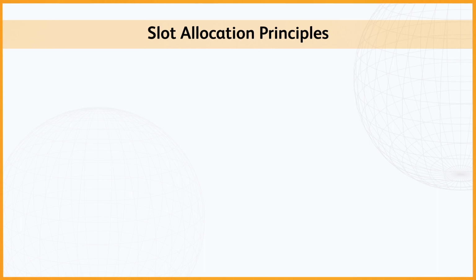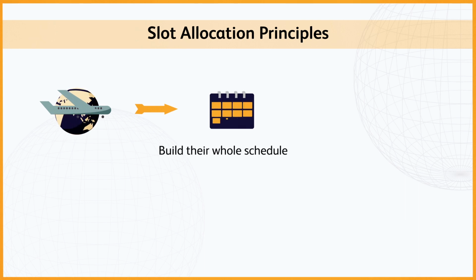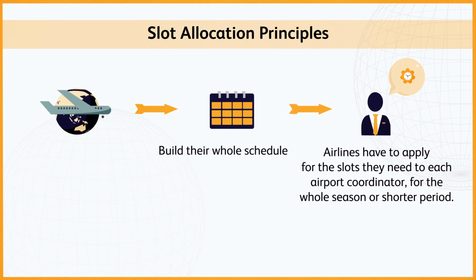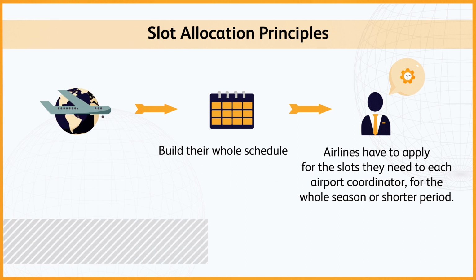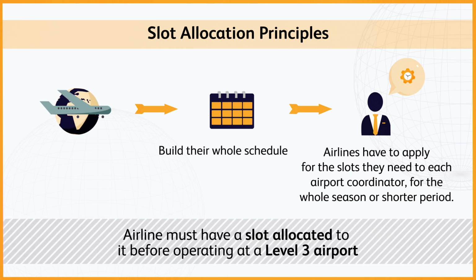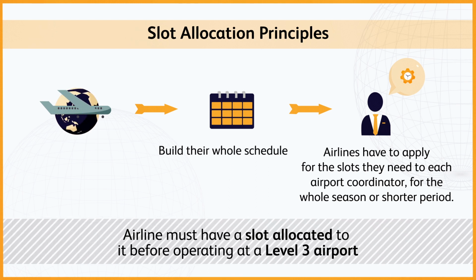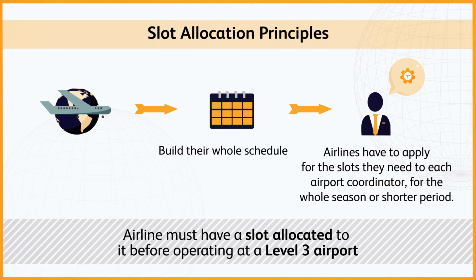The slot allocation process allows airlines to build their whole schedule several months in advance. Slots are granted for an aeronautical season, summer or winter. In preparation for each season, airlines have to apply for the slot they need to each airport coordinator. Slots can be requested for the whole season or shorter period. In any case, an airline must have a slot allocated to it before operating at a Level 3 airport, except for certain types of flights such as humanitarian or state flights.